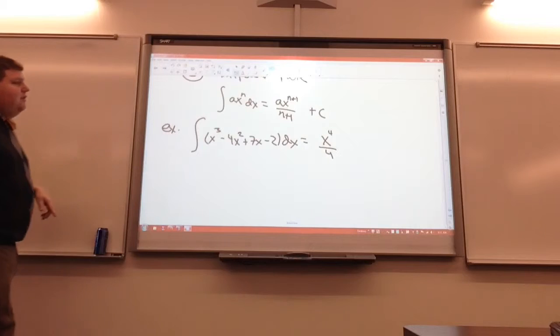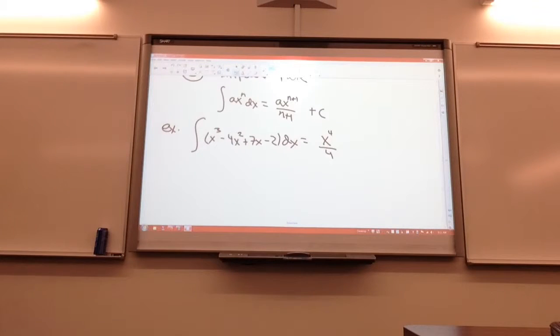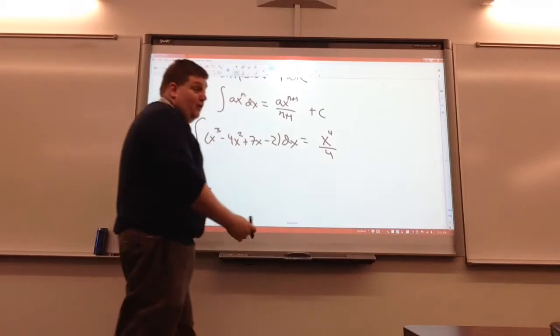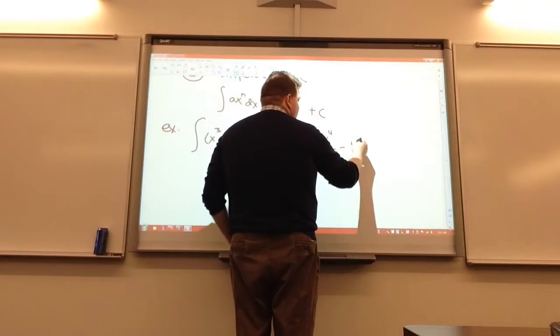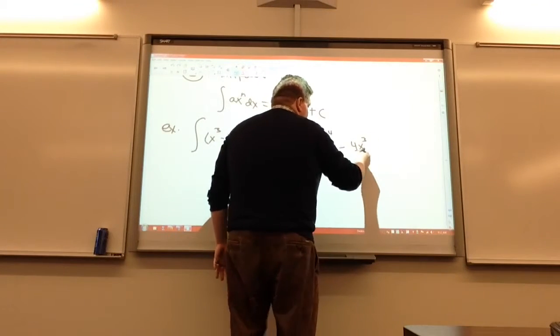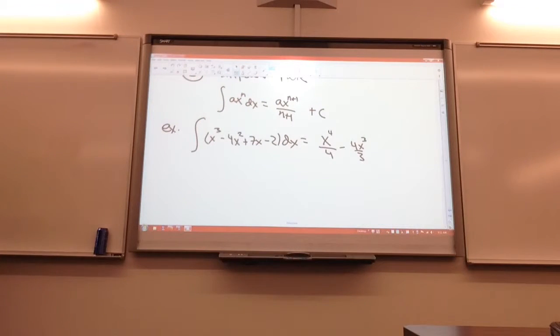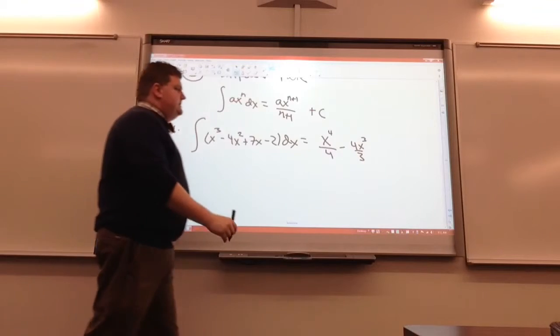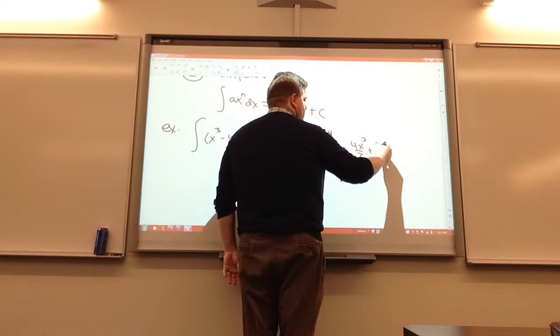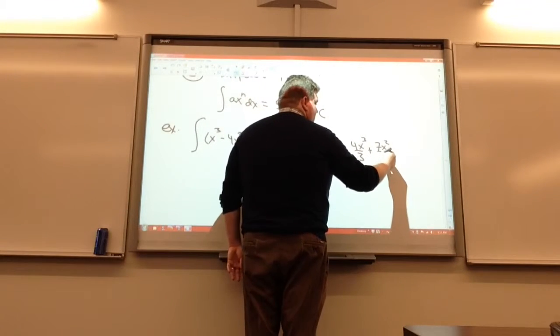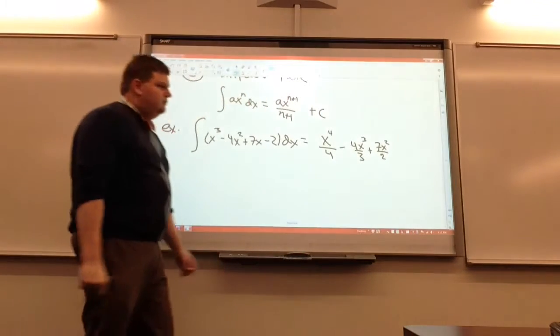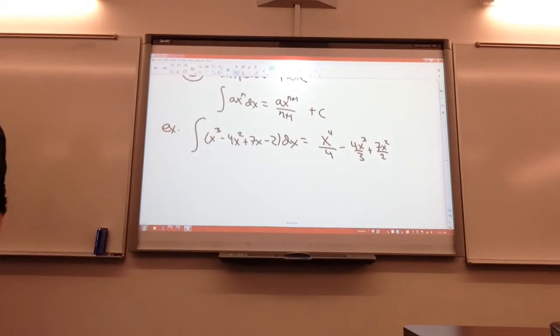So what would happen to negative 4x squared? 4/3 x cubed, so minus 4x cubed over 3. If you want to write that as 4/3 x cubed, be my guess, not a problem. How about 7x? 7 over 2 x squared, or 7x squared over 2. Or if you really wanted to be fancy, 3.5x squared.